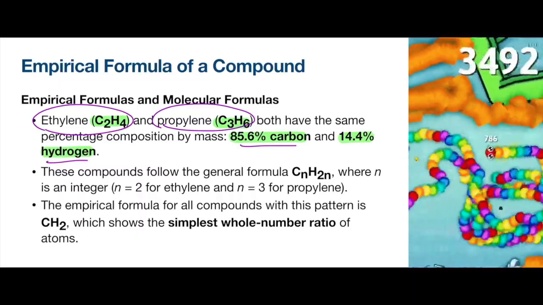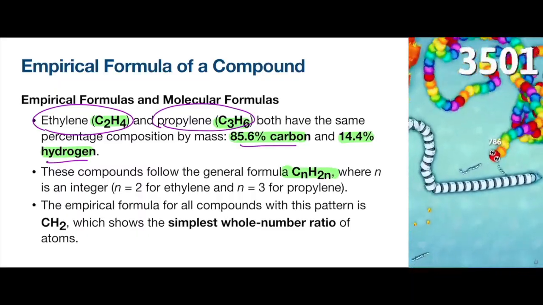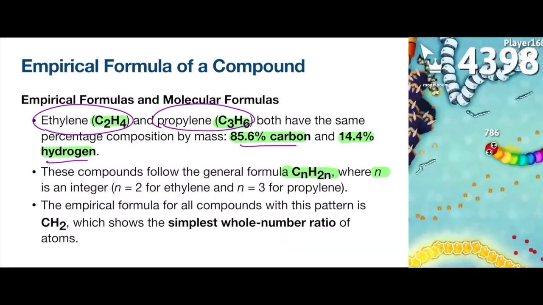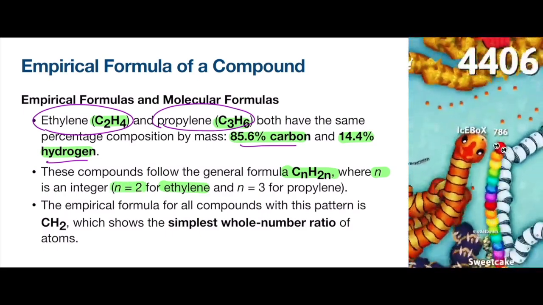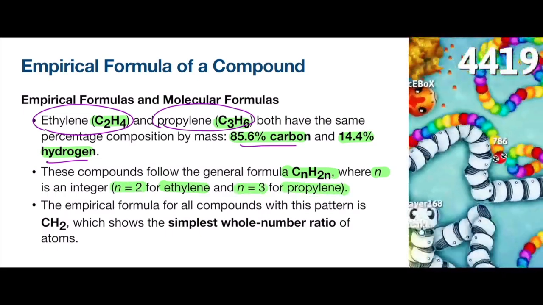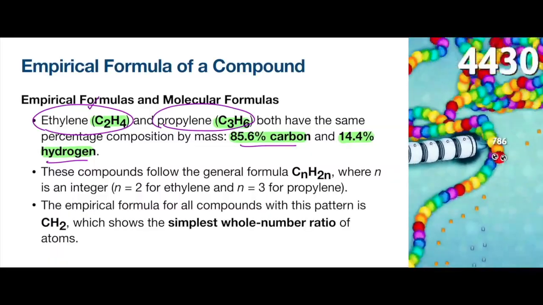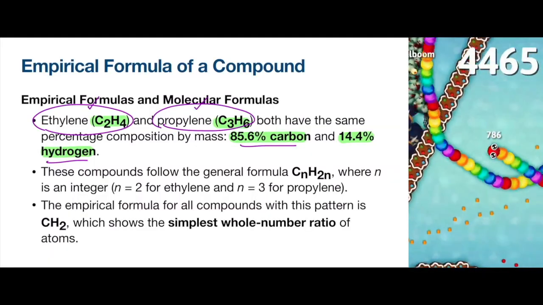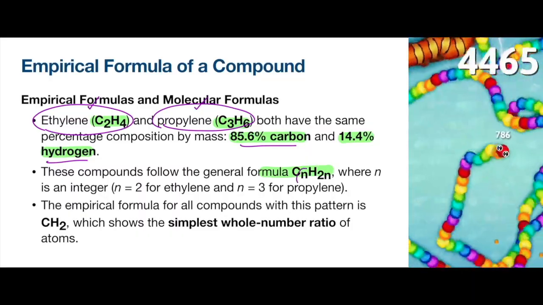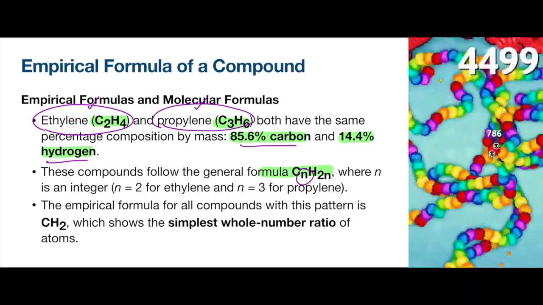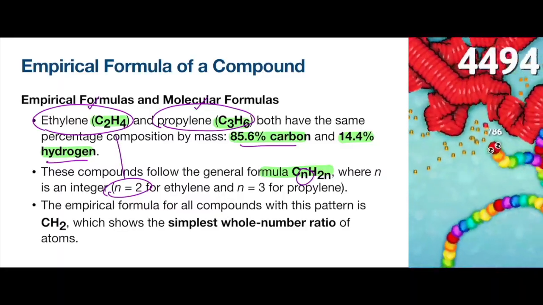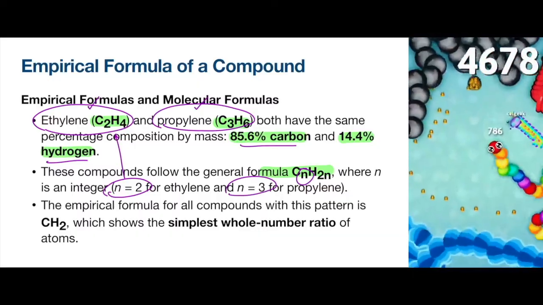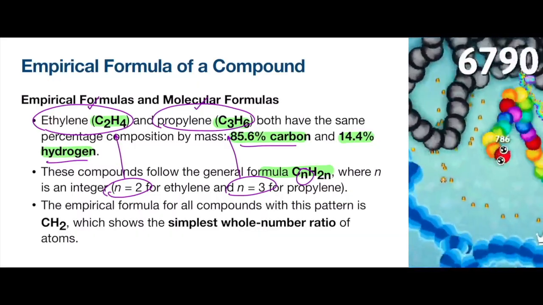This shows that different compounds can share the same mass composition. These compounds follow the general formula CnH2n, where n is an integer. For ethylene, n is equal to 2, and for propylene, n is equal to 3. Both compounds belong to a whole series that follow the general formula CnH2n. For ethylene, n is equal to 2, thus giving C2H4, while for propylene, n is equal to 3, giving C3H6.